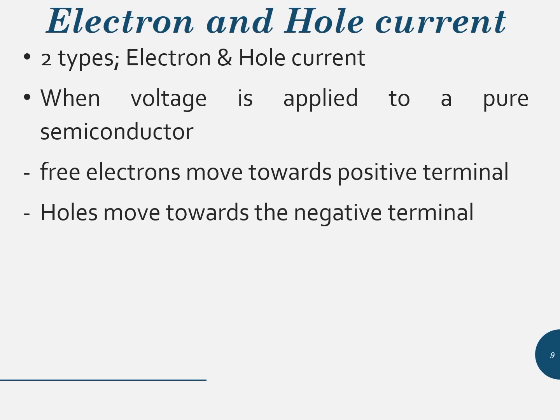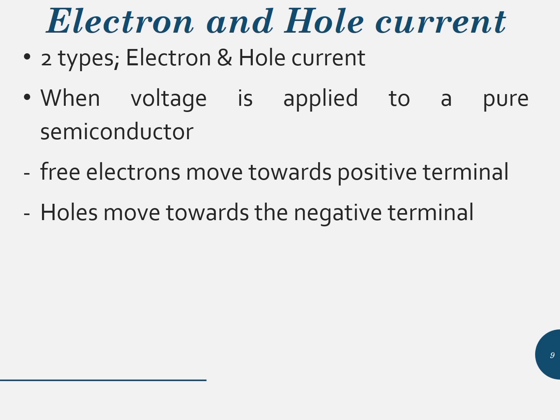We know that electrons are negatively charged particles and holes are positively charged particles. Since like charges repel each other and unlike charges attract each other, the electrons or negatively charged particles are attracted towards the positive terminal of a battery and holes or positively charged particles are attracted towards the negative terminal of a battery.